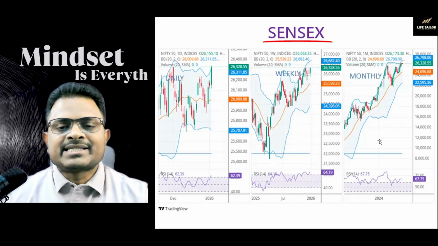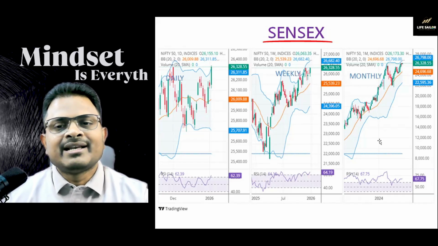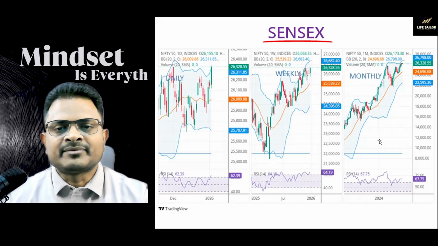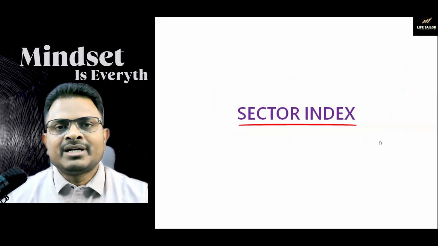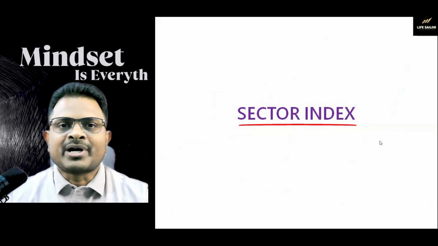Sensex, same as Nifty: monthly, weekly and daily RSI all above 60. Clearly, our market is becoming trending. Very good signal we are getting for the next week. Now the third step in the top-down approach is the aerial view, where we will see the performance of different sectors like IT, pharma, auto and metal in our Indian market.